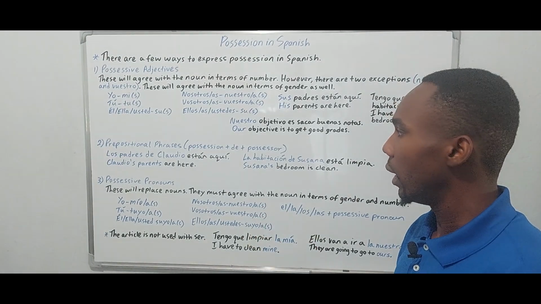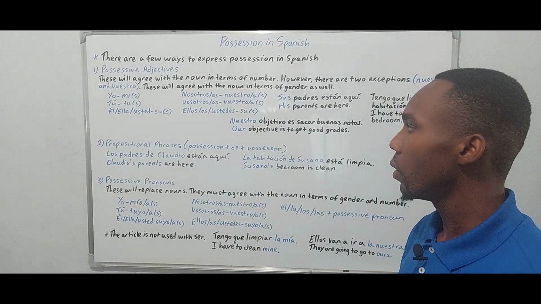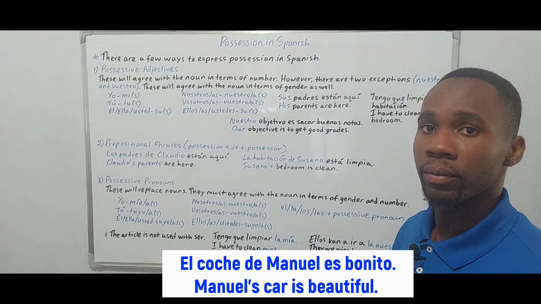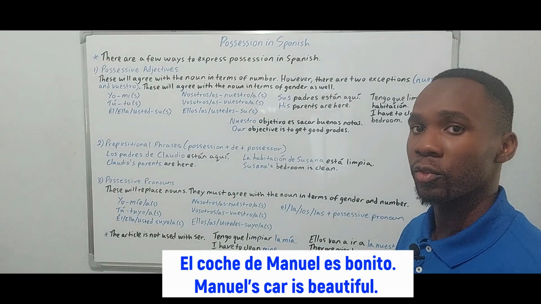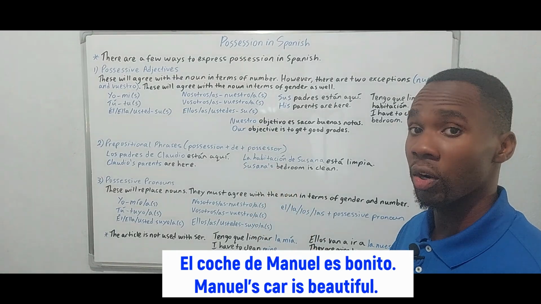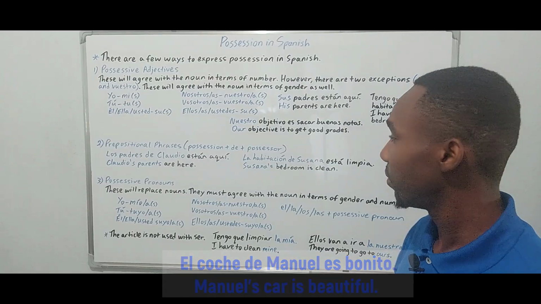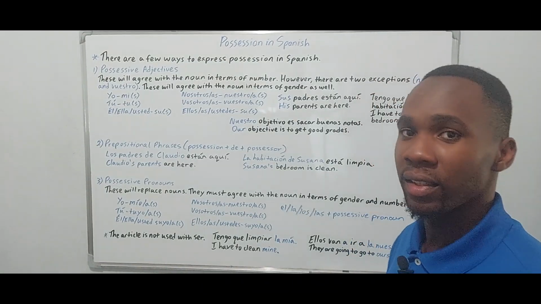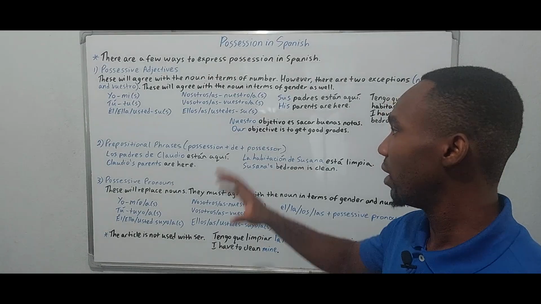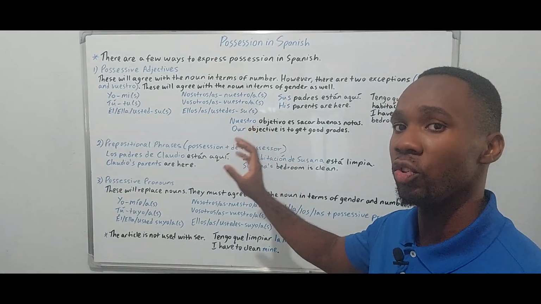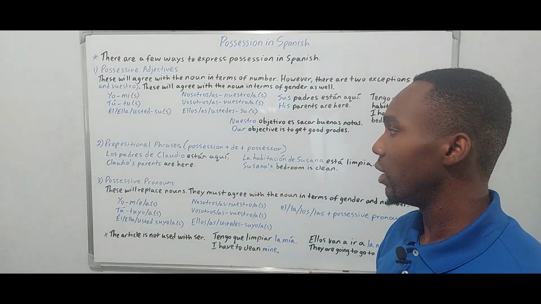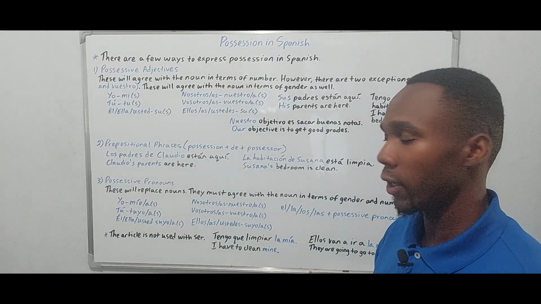Otro ejemplo. El coche de Manuel es bonito. Manuel's car is beautiful. So you see, el coche de Manuel. The car of Manuel or Manuel's car. See? Fácil, ¿sí? Muy bien. Okay, so this is the second way in which we can express possession, okay? Now the third way is with the use of possessive pronouns, all right?